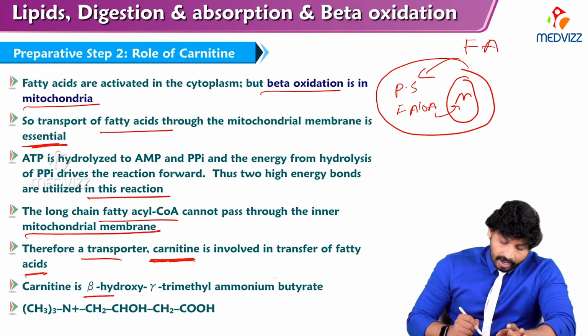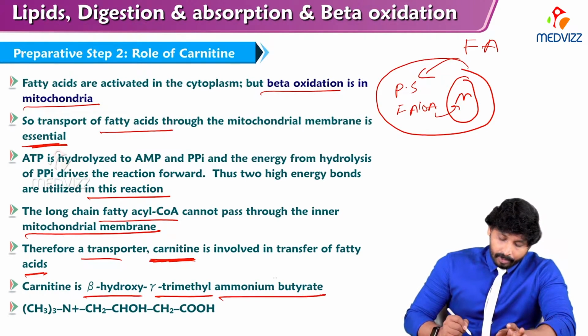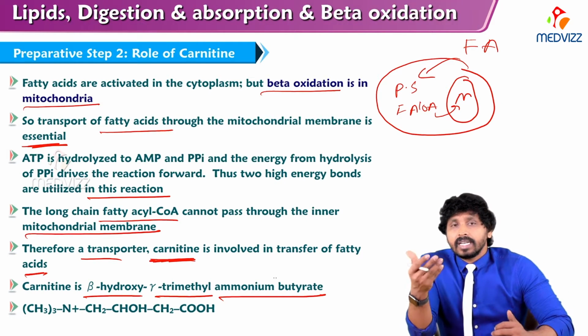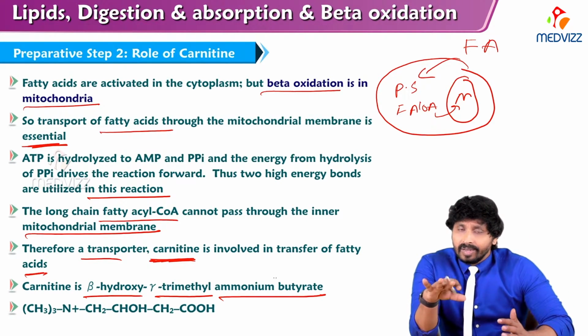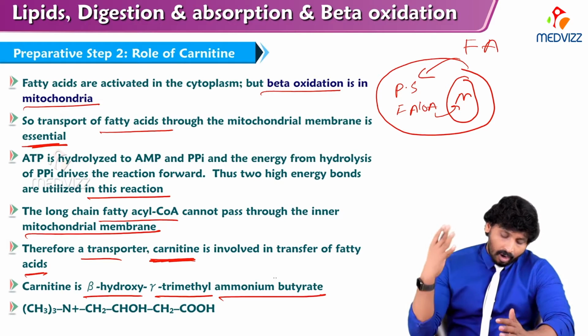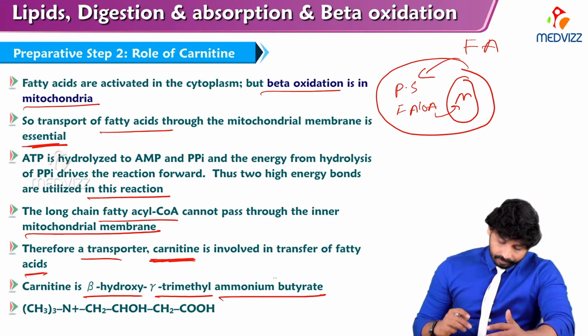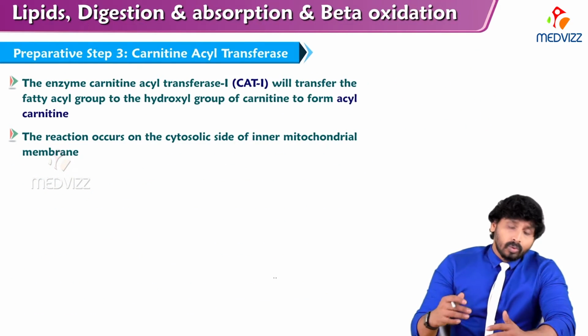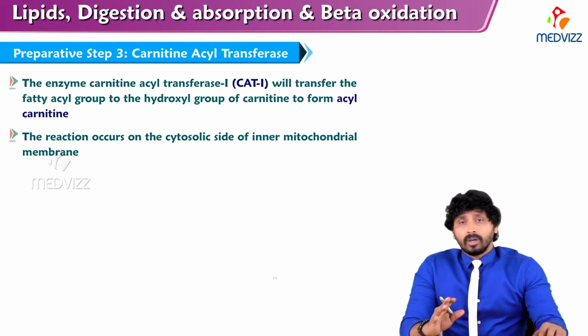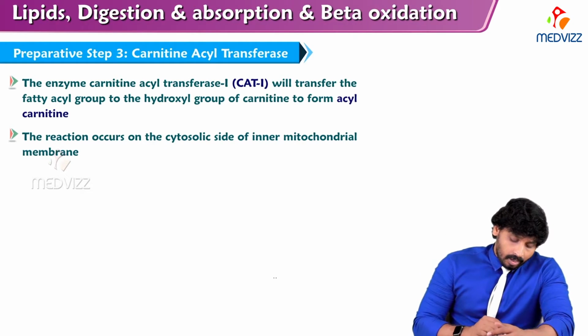Carnitine is beta-hydroxy gamma-trimethyl ammonium butyrate. This can be synthesized from one of the amino acids, and we will discuss in amino acid metabolism how carnitine is synthesized from amino acids. So how is this carnitine useful here? Transportation of fatty acids, long chain fatty acids.